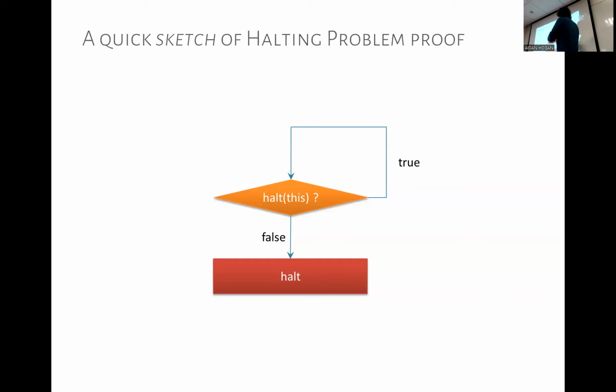This is essentially the whole argument, but there are some details about passing myself to the halt function. Normally the way it's done is I create a copy of myself and then I send the copy to the halt procedure. But this is the core idea.